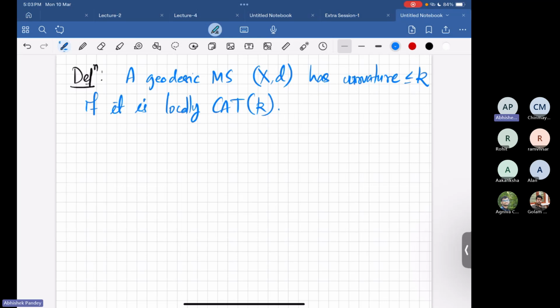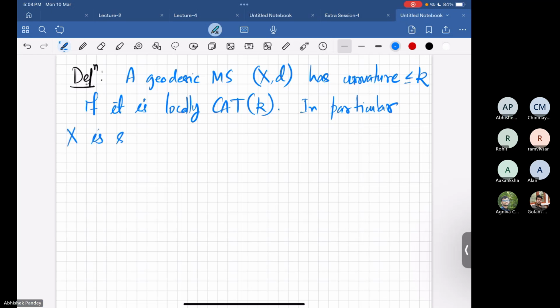It means that for every point x belonging to X, there exists a neighborhood such that the neighborhood, equipped with the subspace metric, is CAT(k). In particular, obviously we are talking about k less than or equal to 0.